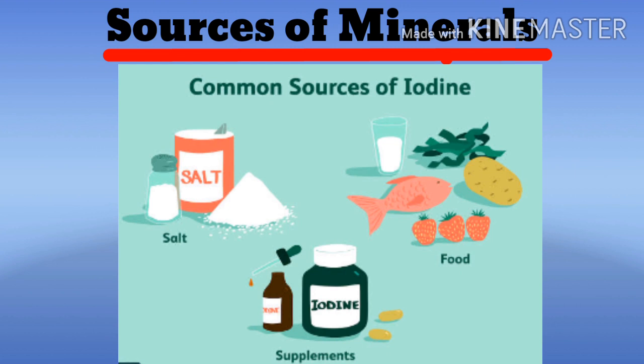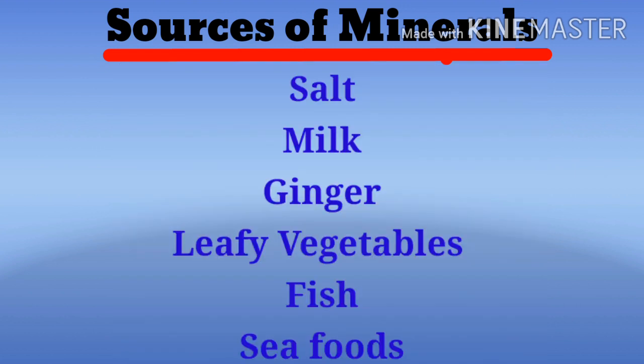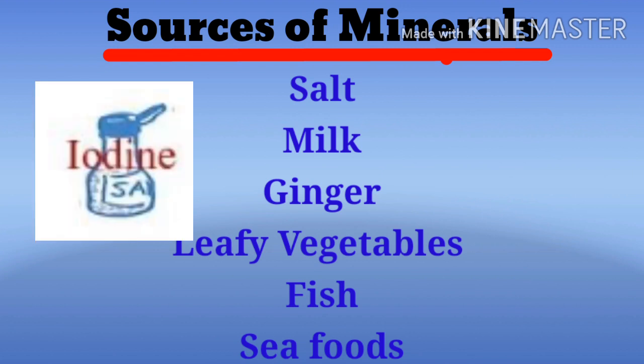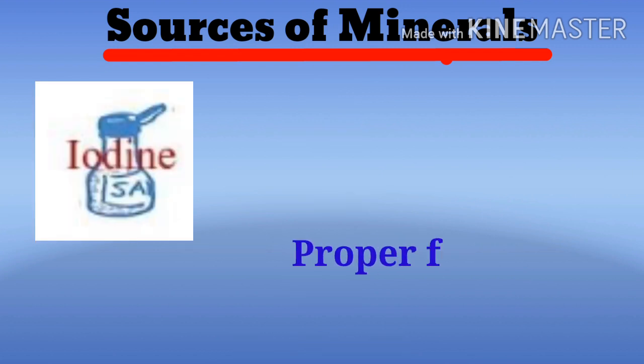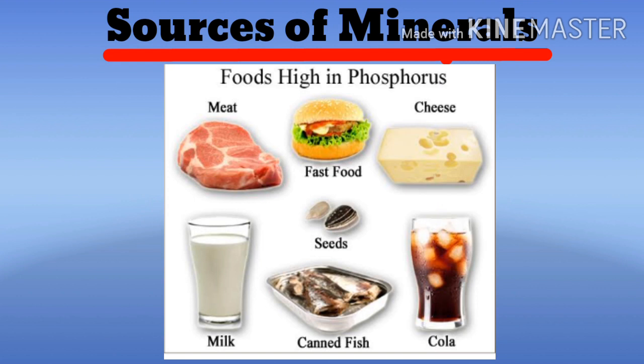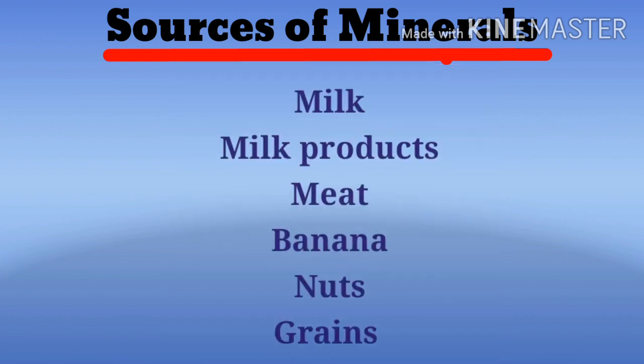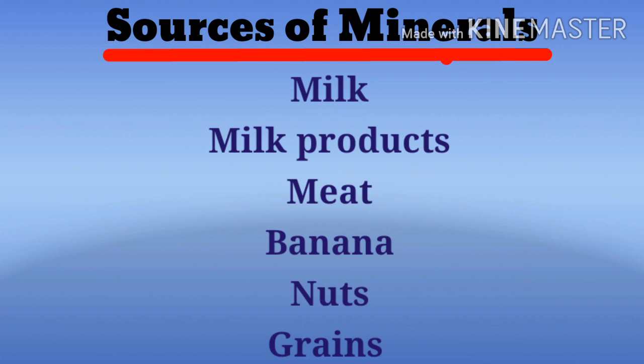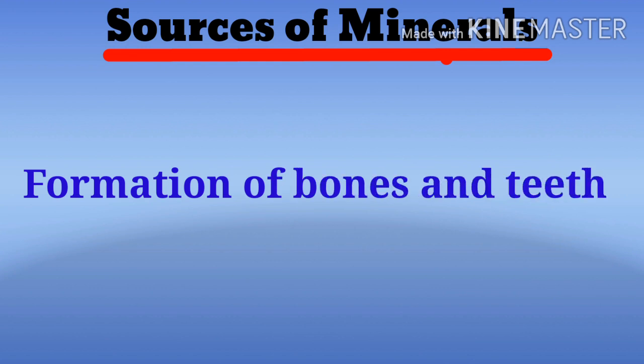Sources of iodine: iodized salt, milk, ginger, leafy vegetables, fish and other seafoods are the sources of iodine. Iodine is required for the proper functioning of the thyroid gland. Sources of phosphorus: milk, milk products, meat, banana, nuts, whole grains, etc. are the sources of phosphorus. The main function of phosphorus is the formation of bones and teeth.